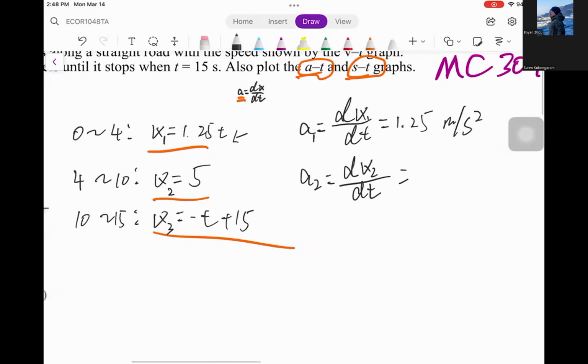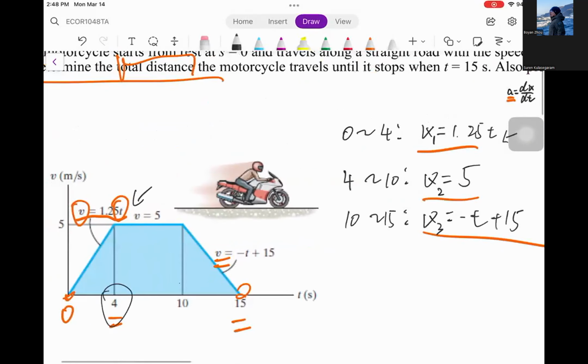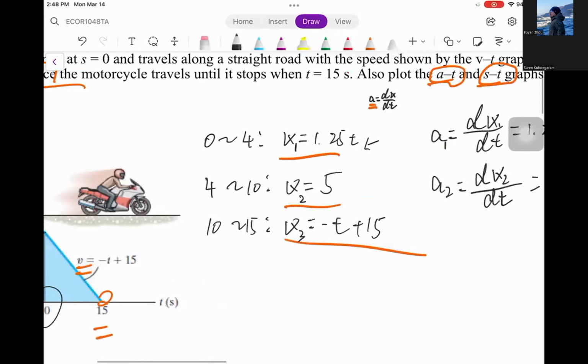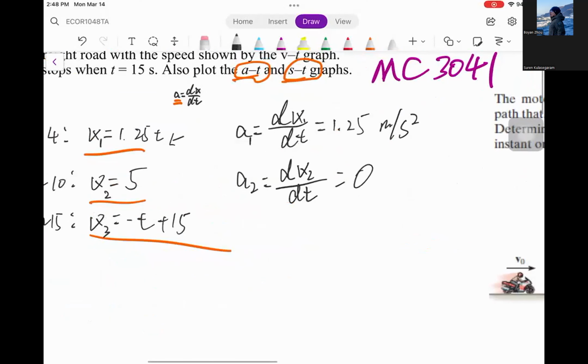So velocity from 4 seconds to 10 seconds, like you can see, it's a straight line. So that means the acceleration is actually 0 because the speed is not changing. So it's 0. Or if you do the derivative, the derivative of a constant value is also 0. So the same thing for V3.